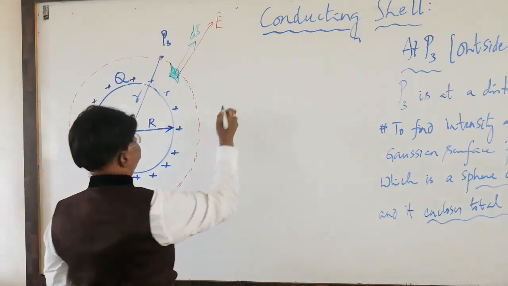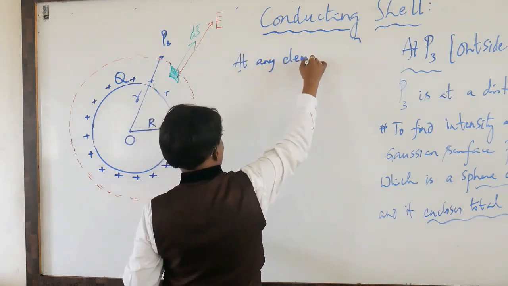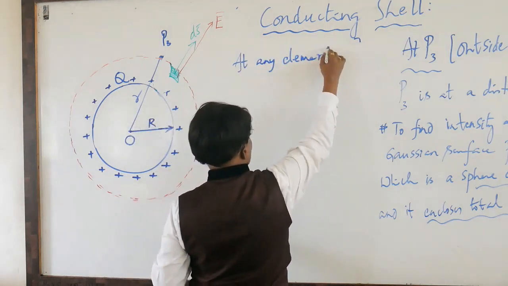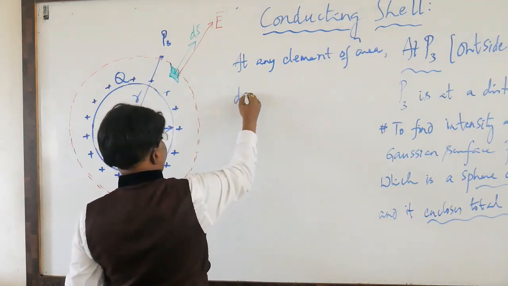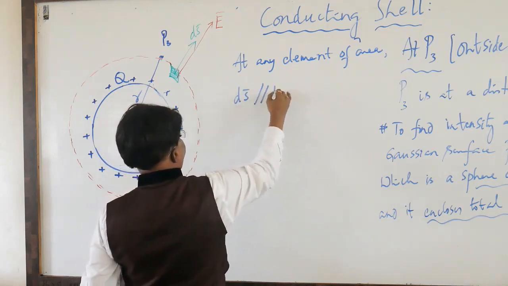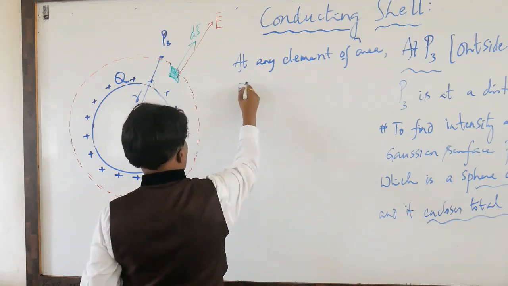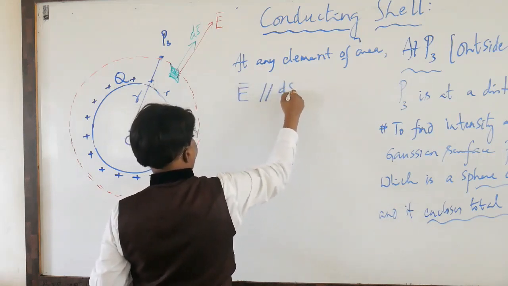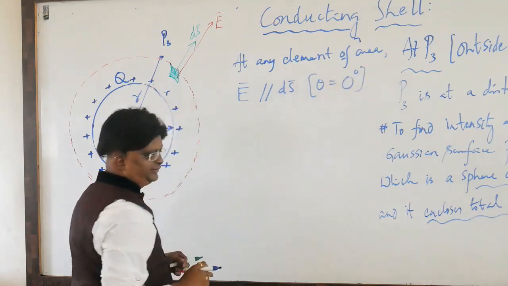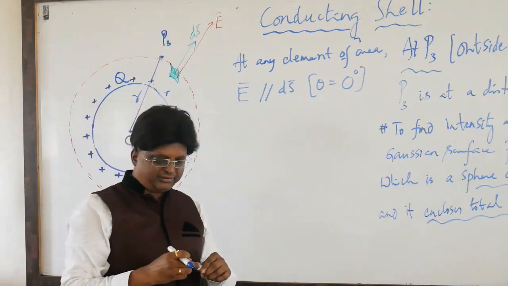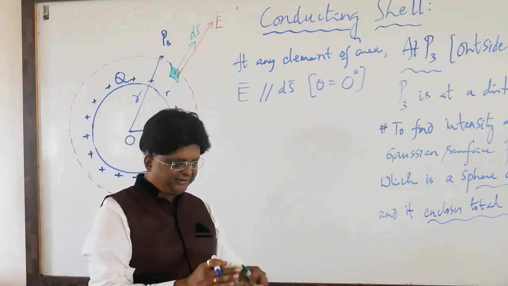What is that? At any element of area, ds bar is parallel to E bar. In fact, the other way is the correct representation: E bar parallel to ds bar, theta is again 0 degrees, the same two lines to get your result. And of course, already you got this result as well. What is that?